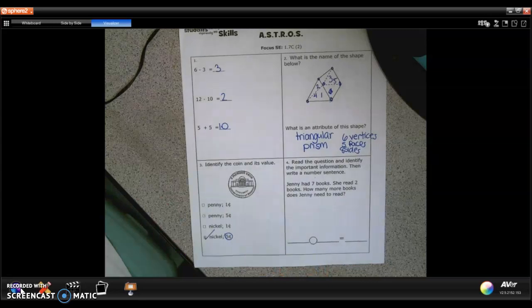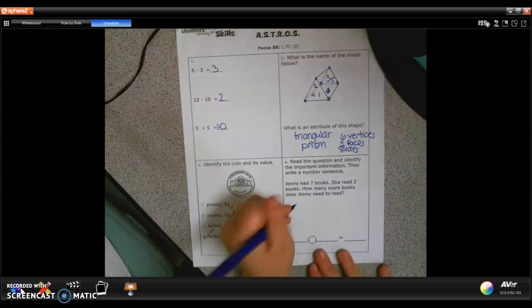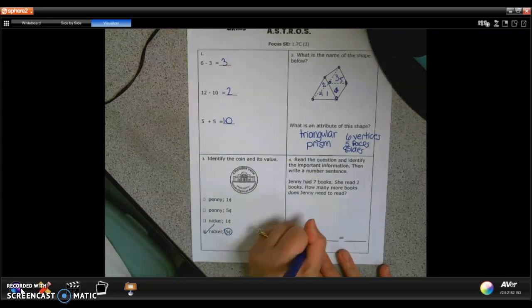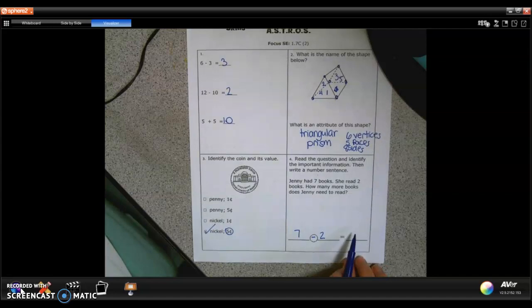Read the question and identify the important information. Then write a number sentence. Jenny had 7 books. She read 2 books. How many more books does Jenny need to read? Okay, well, we know Jenny has a total of 7 books. She read only 2 of her books, so my change is she's read 2, so I know it's 7 minus 2, and I'm looking for this unknown.